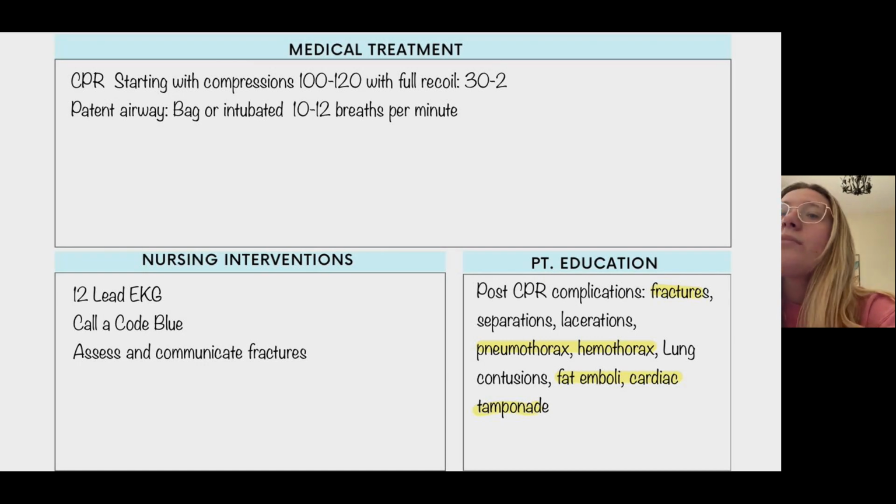Okay, what do we do? Call a code blue, get an EKG going. Lots of our complications of CPR include fractures, pneumothorax, hemothorax, fat emboli, etc. So just keep that in mind.